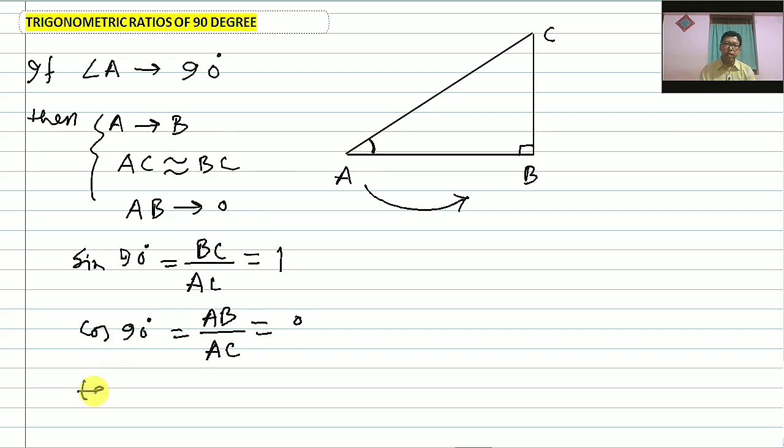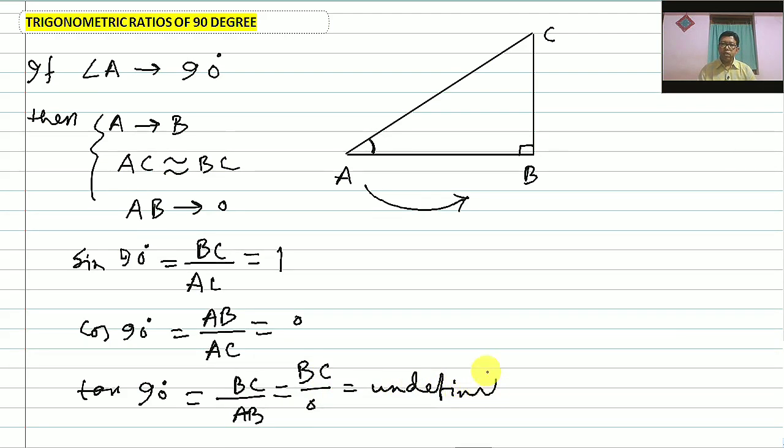And finally tan of 90 degree. Tan theta is equal to height divided by base. Height is here BC and base is AB. Now see the relation between BC and AB. BC is as usual and AB is tending to 0. So when angle A is exactly 90 degrees, obviously AB is equal to 0. So BC upon 0 is undefined. This is undefined. So basic trigonometric functions of 90 degree are found.